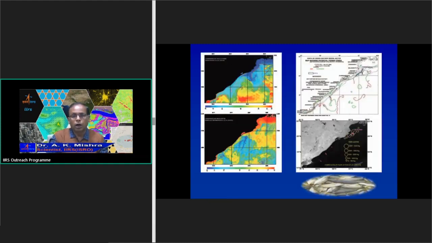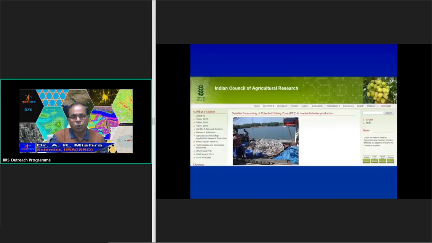And this is the experimental study taking both ocean color data and the thermal sensor data. And it is found that when both the fronts are coinciding with each other, the productivity, means fish catch, is high there, and when they are not matching, it goes down. So now the Indian Council of Agricultural Research is also a part of this research activity.